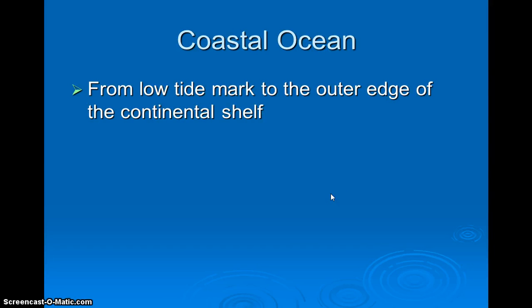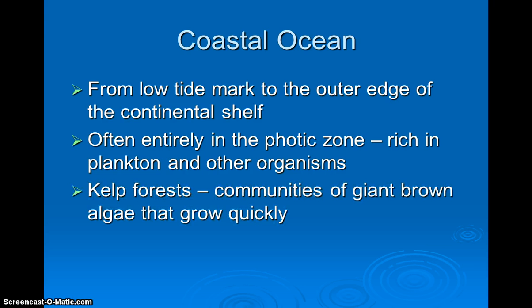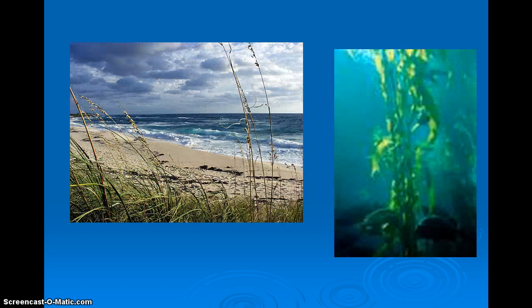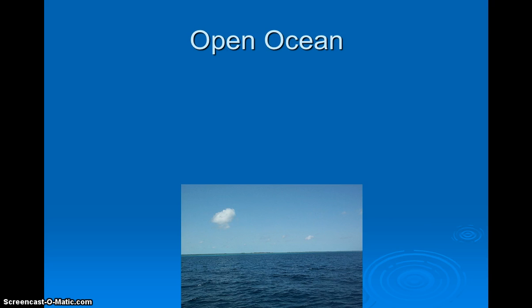Coastal ocean is from the low tide mark to the outer edge of the continental shelf. Often it is entirely a photic zone, rich in plankton and other organisms. It has kelp forests, communities of giant brown algae, which grows quickly. And that's kelp, and you can see it on the shore here when it gets washed up. Coral reefs are found in warm, shallow water in the tropical coastal ocean.